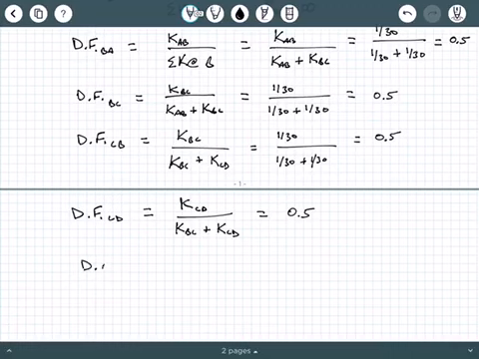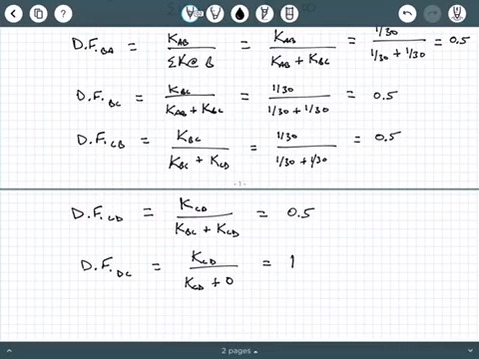And then the last one is distribution factor DC. And so we get KCD divided by KCD plus 0. That's a roller, an end span roller. So we get 1 here.